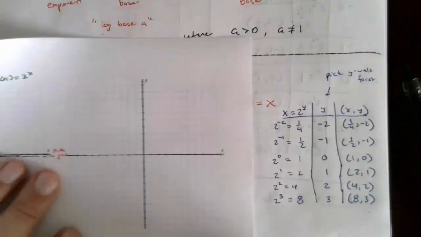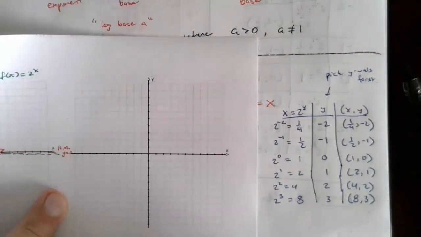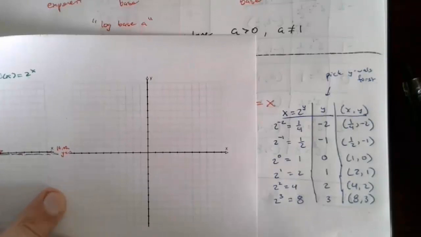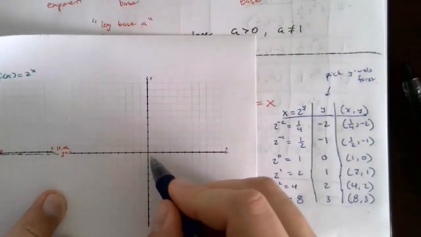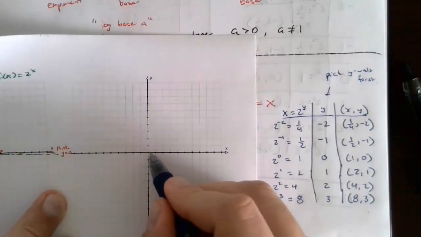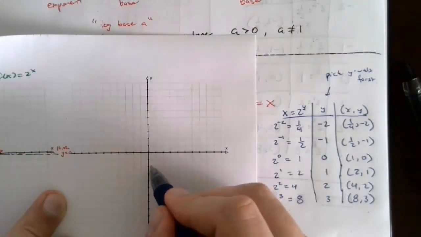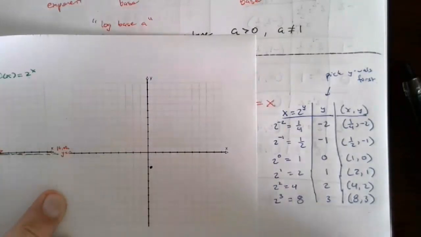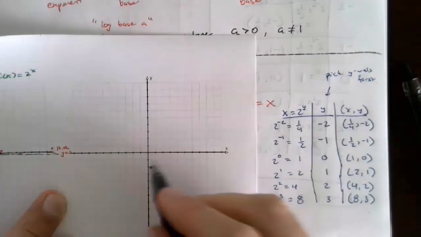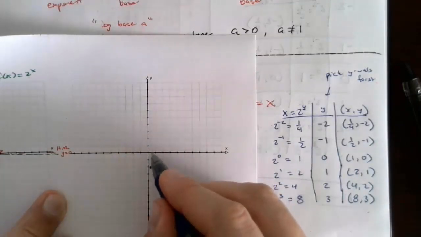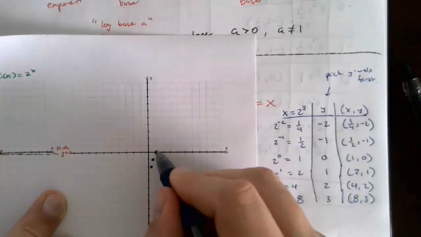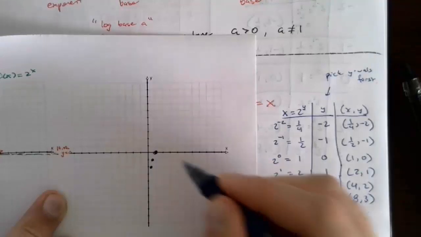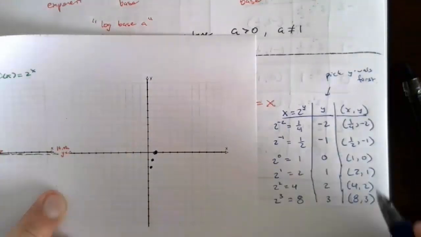When I go to plot this, looking at these values, 1/4, -2. The x value is 1/4, so you're barely moving away from the axis. -2 would be right there. 1/2, -1, you'd be halfway in between for the x value. The y value is -1, you'd be there. 1, 0, the x value is 1, the y value is 0. That's actually the x-intercept. It crosses the x-axis there.